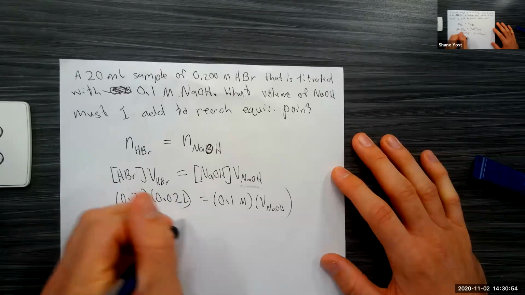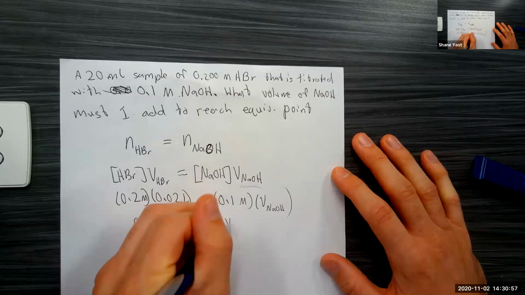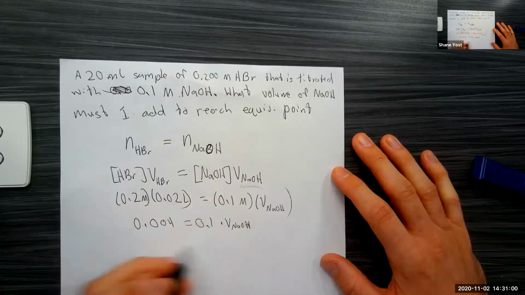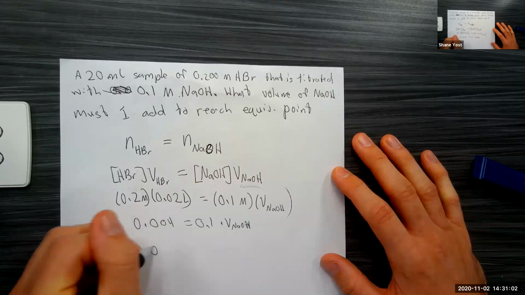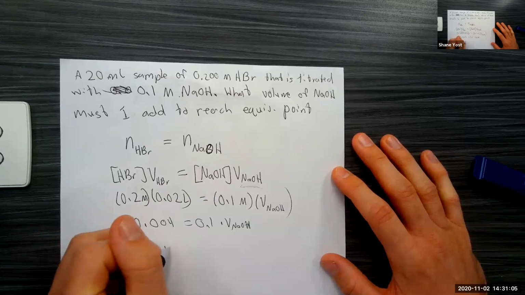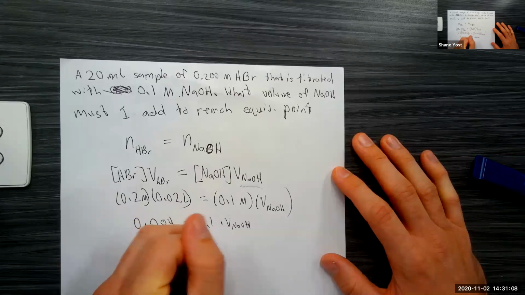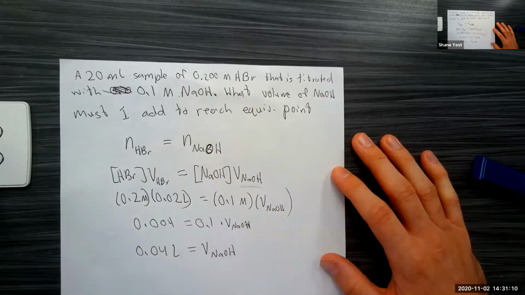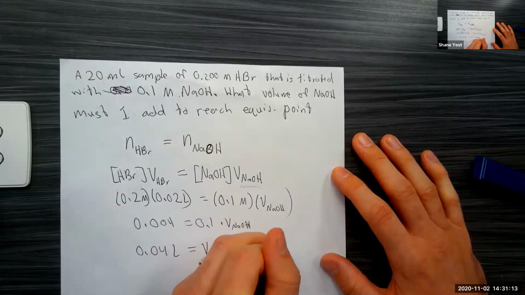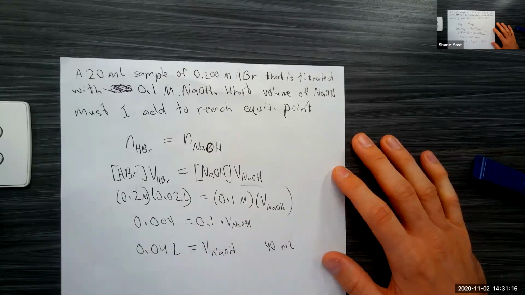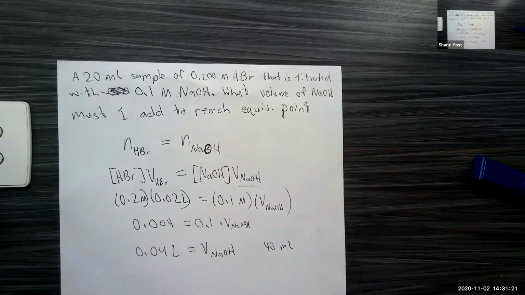And then you divide, and that equals 0.1 times the volume of NaOH. So you divide 0.1 over, and you get 0.04 liters equals the volume of NaOH, or 40 milliliters. If you convert the liters to milliliters, you get 40 milliliters. You could have left the volume in milliliters and you would have ended up with milliliters, but I like to do my volumes in liters just to be consistent, to make sure I'm never going to run into a problem with not converting. Okay.